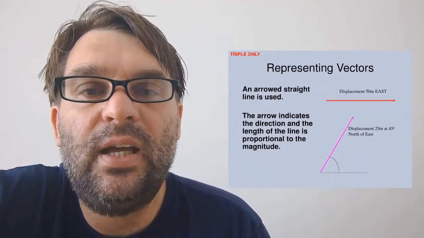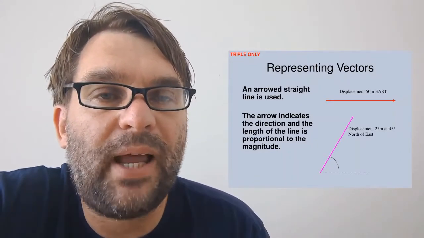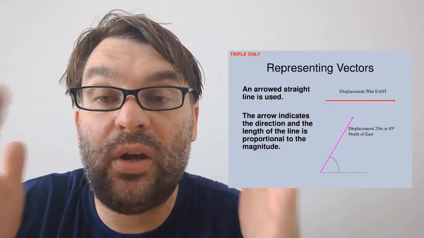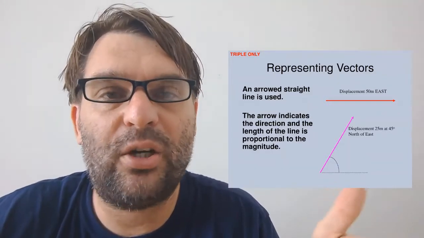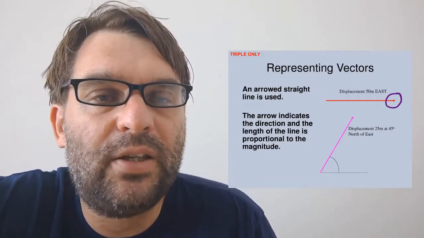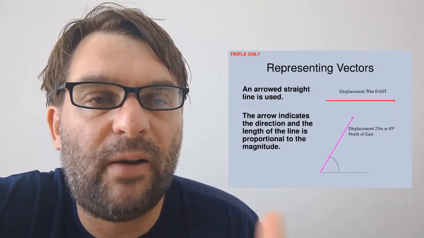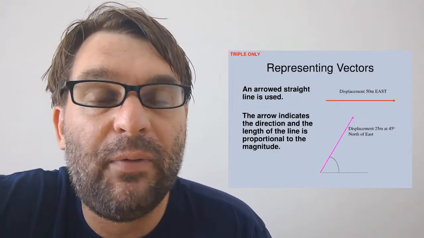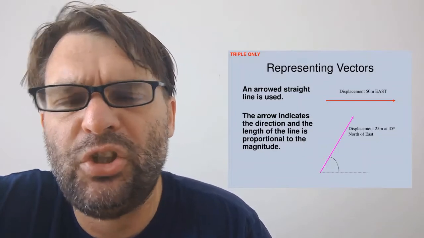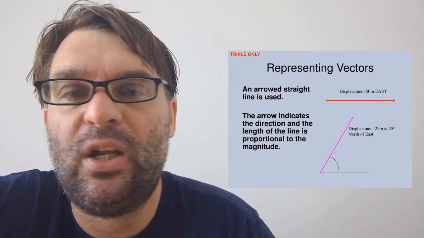So how do we represent vectors? Well, we use an arrowed straight line. So for example, on the right, we have the displacement here, which is 50 meters east. So the length of the arrow is a determination of the displacement size or magnitude, and the arrow head points in a direction east. And the same there with the purple vector. We have a displacement of 25 meters. That's the length of the arrow, and the direction of the arrow is pointing in the direction of that particular vector. So the length of the arrow is proportional to the magnitude or size of that particular quantity.